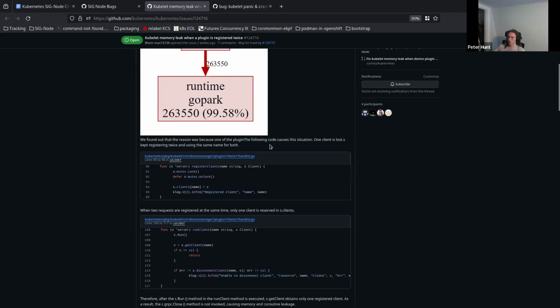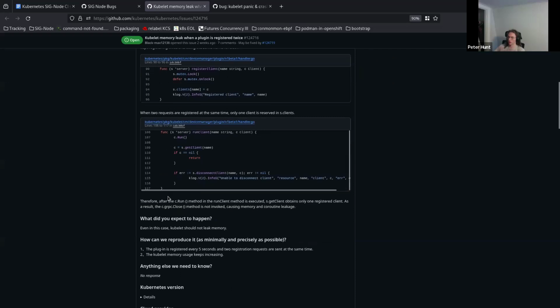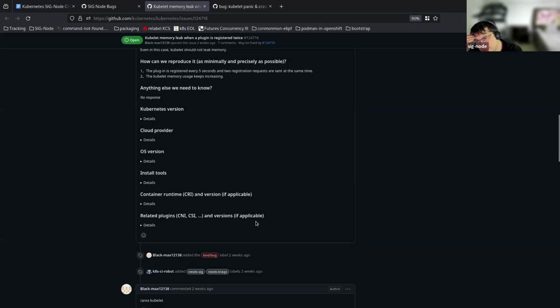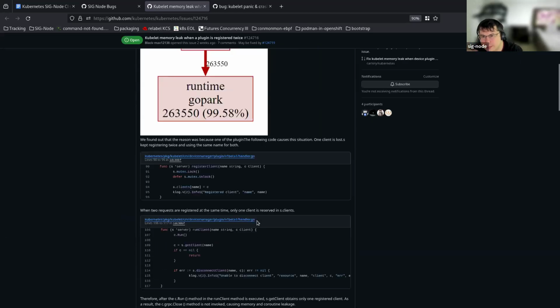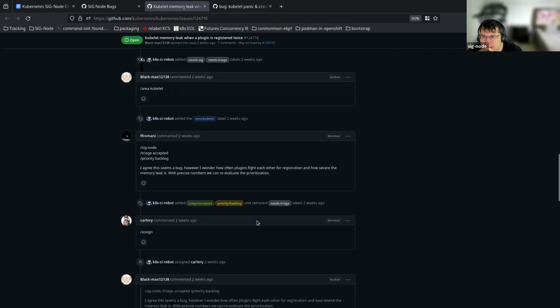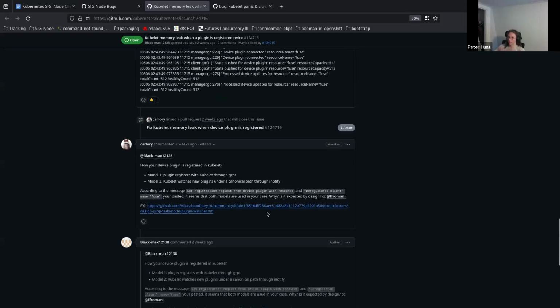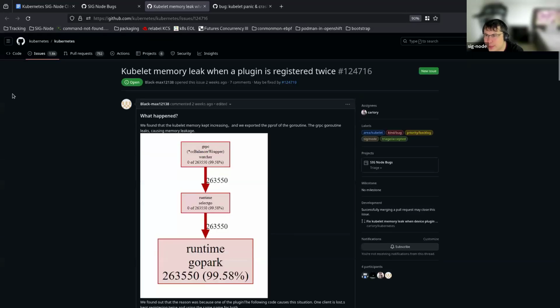One of the plugin device manager plugin is registered. I thought it's already been reported before. So if two device plugins control the same resource name, looks like Francesco's already looking at it. Just move to triaged. Yeah.